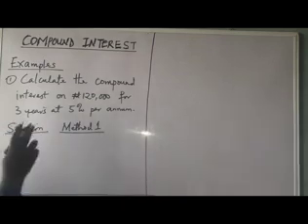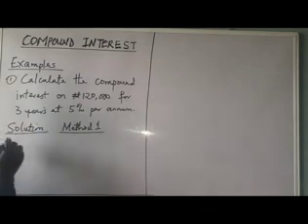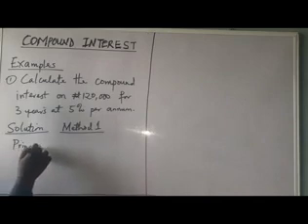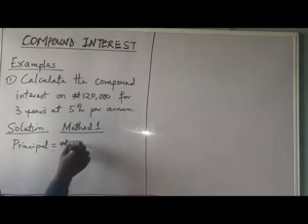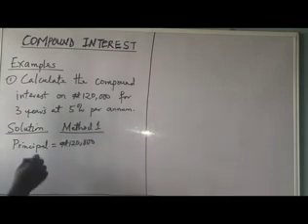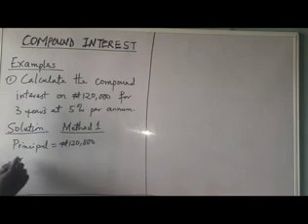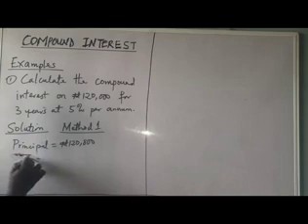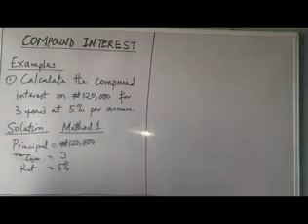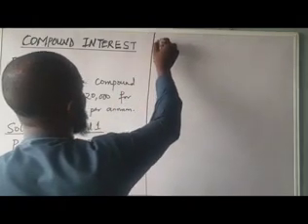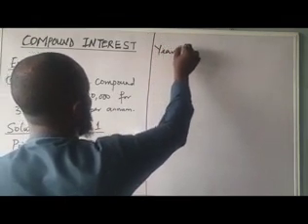So the first thing, let's write out the principal. The principal, P, is 120,000 naira. That is the principal. Then we have 3 years. The time is 3 and the rate is 5%. So this is what we want to use. So we are going to start like this. Year 1, for the first year.